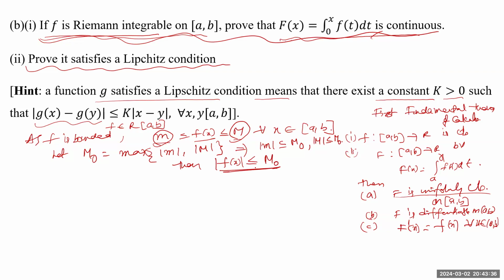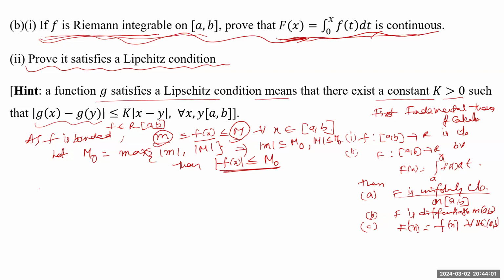What I am going to prove is that capital F is a Lipschitz function, that is, F satisfies the Lipschitz condition. Lipschitz function means F satisfies the Lipschitz condition. Once it is Lipschitz continuous, it is uniformly continuous. Indirectly, we can prove that one. Right?